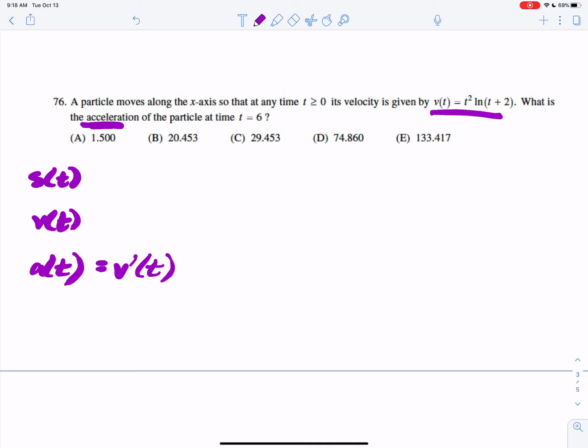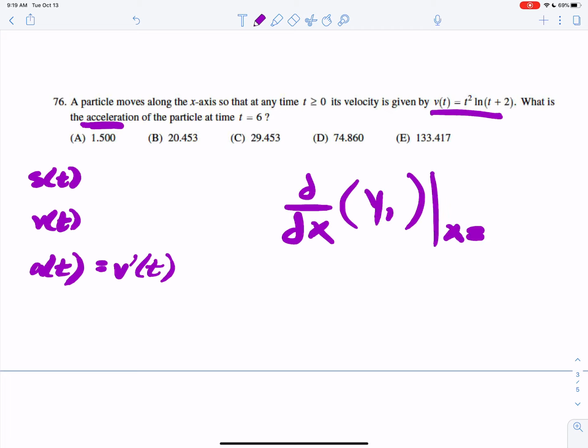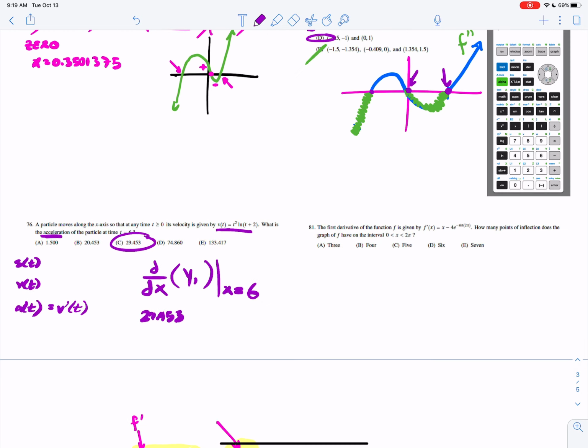Okay, I'm going to go to second mode because I'm trying to evaluate something. I want to find the acceleration, so that's the derivative. So I'm going to go to math 8. So we're going to do d over dx of y1, which is alpha trace, evaluated. Now, where do I want to find the acceleration? At t equals 6. So I'm going to put 6 there, and you should get 29.453. It's a simple plug and chug. Very simple question to get.